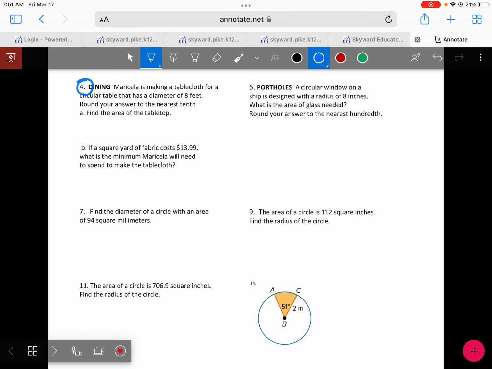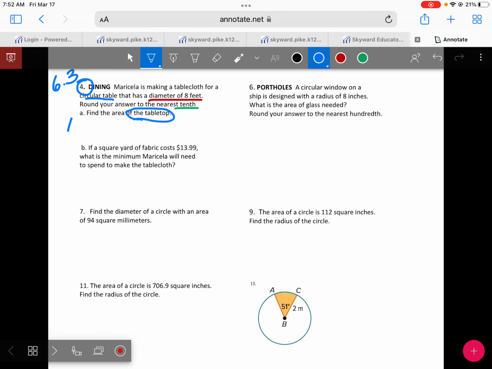Number 4 of homework 6.3 says, Maricela is making a tablecloth for a circular table that has a diameter of 8 feet. Round your answer to the nearest tenth. Find the area of the tabletop. Okay, it says it is a circular table. Find the area. So what am I finding the area of? What shape? A circle. Area of a circle.